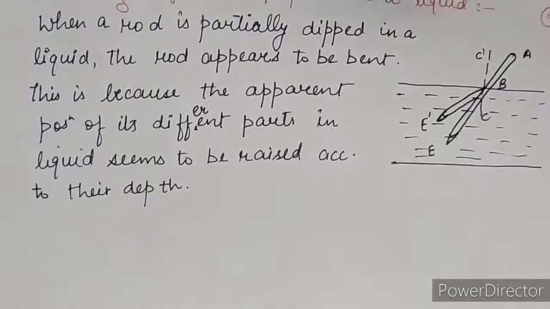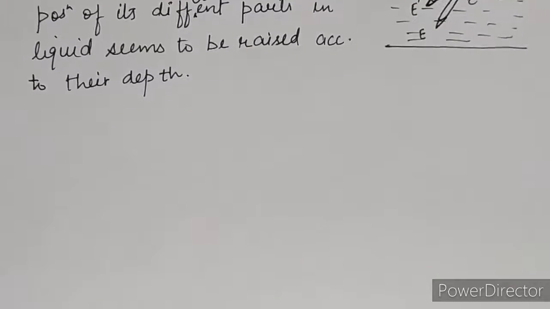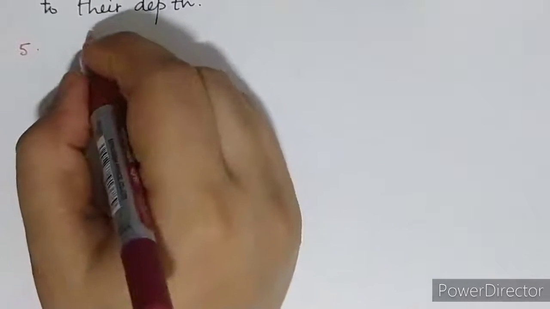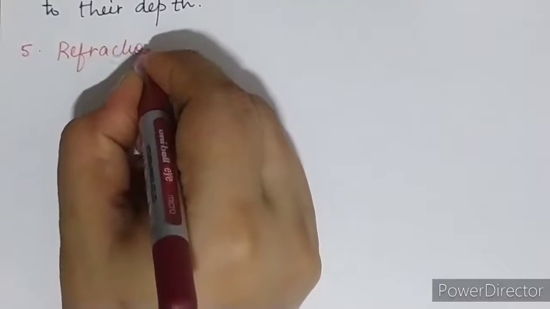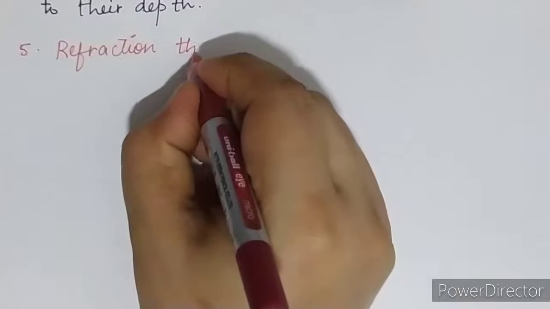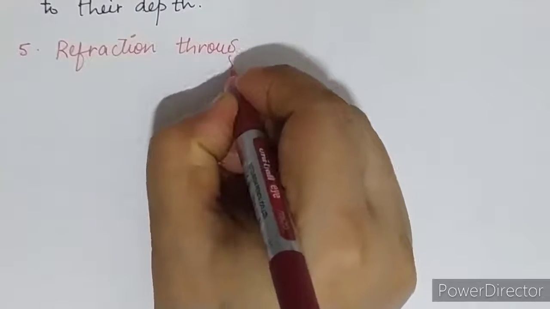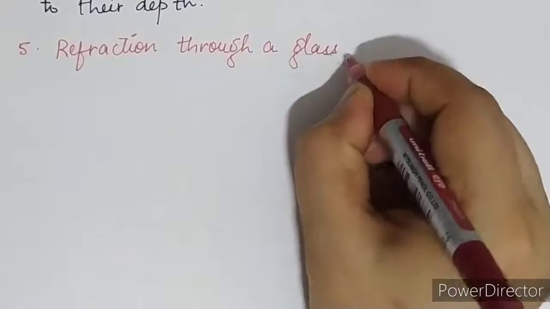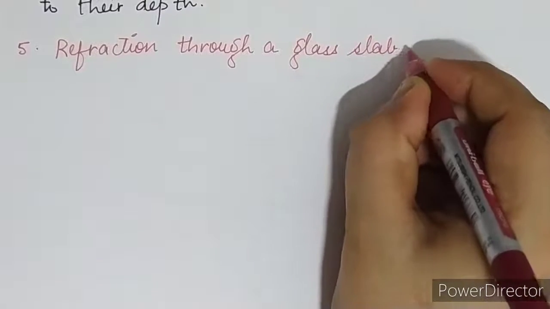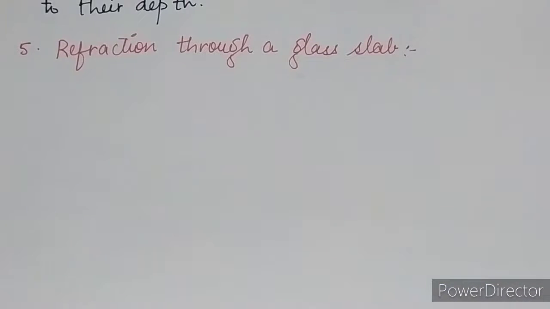Now the next one, the fifth one, is about refraction through a glass slab. So how does this refraction take place through a glass slab? Even this is one of your activities.